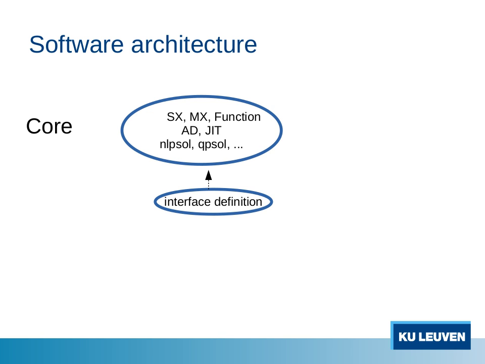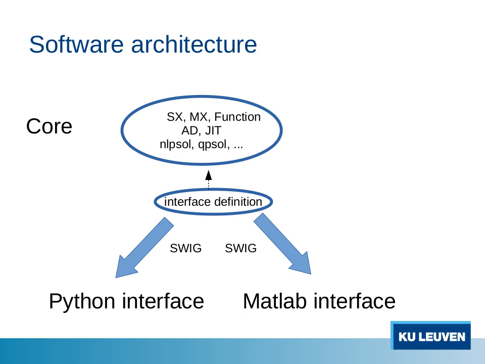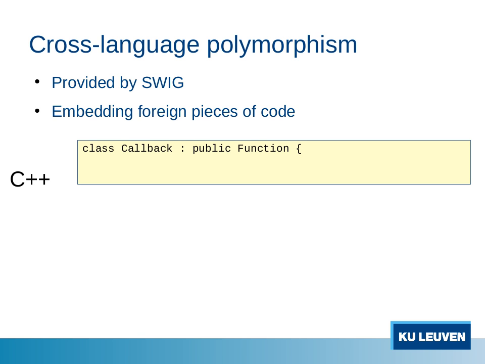Now, how do we do interfaces? We do this with Swig. We have one file that defines the interface, common to all interfaces, and Swig translates it into a Python interface and a Matlab or Octave interface. So that's the general architecture. In CasADi 3 we use one of the more advanced features of Swig, which is cross-language polymorphism, and we use this to allow embedding foreign pieces of code inside a CasADi graph.